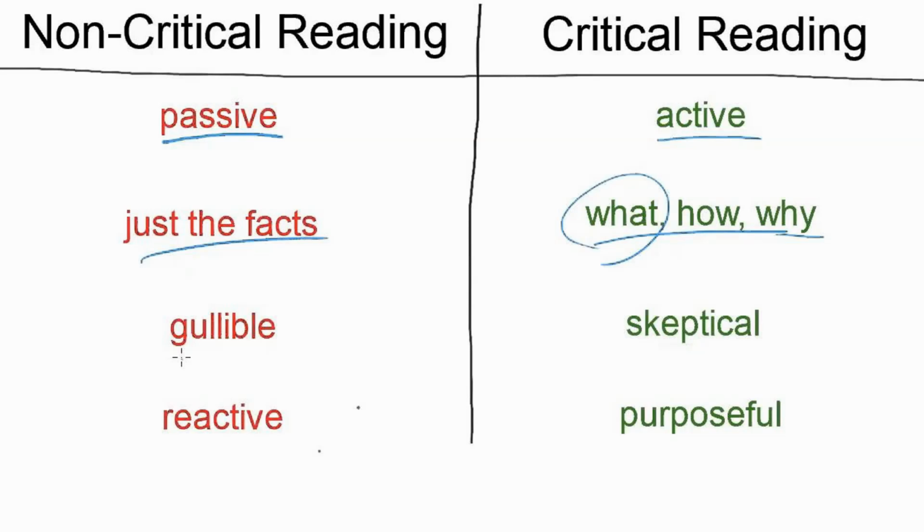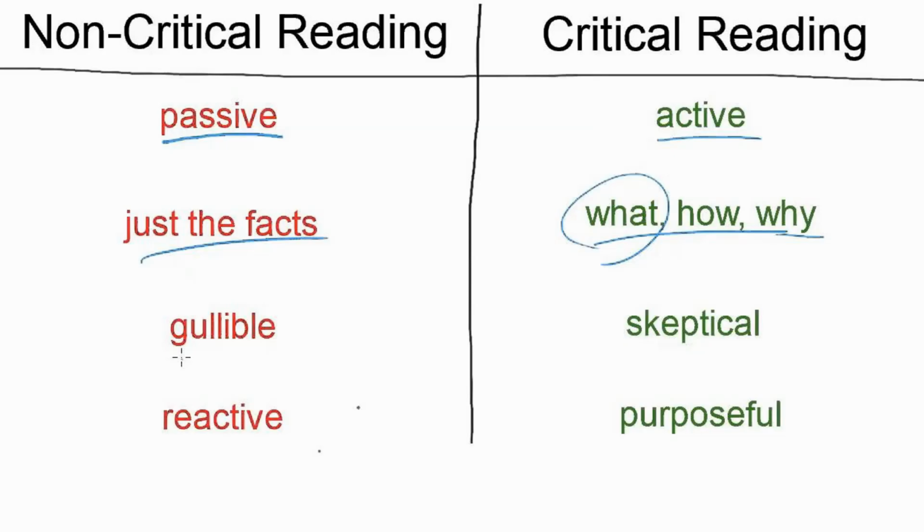Critical reading is a completely different thing. It's an active process. You don't just sit there and let the information soak into your brain like liquid into a sponge. No, instead, you're constantly interrogating things. You're asking questions. You're trying to understand stuff. You ask the what, how, why questions. You come in with a certain amount of skepticism because it's their job to prove their point. You come in with a definitive purpose. You're reading this stuff for a particular reason. So, how do you read critically?